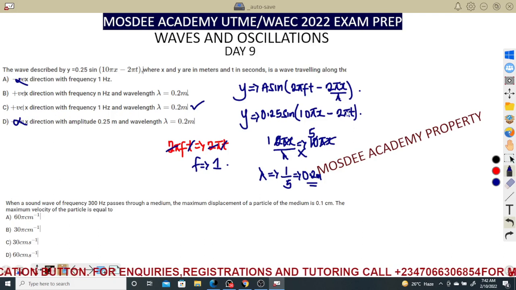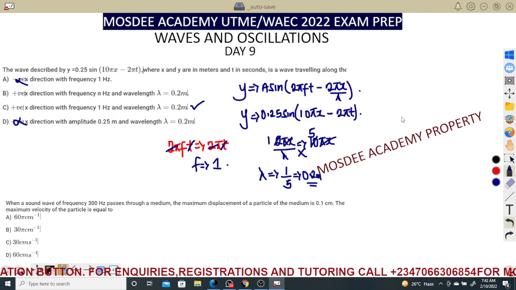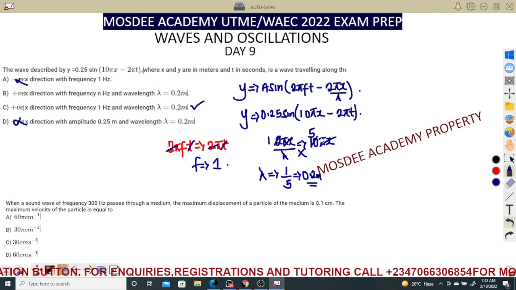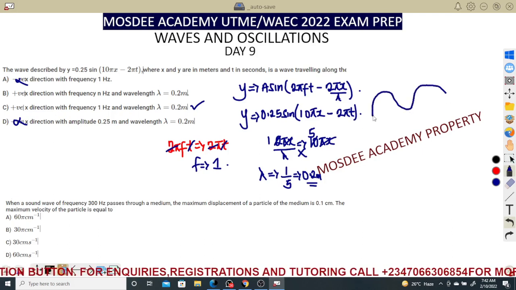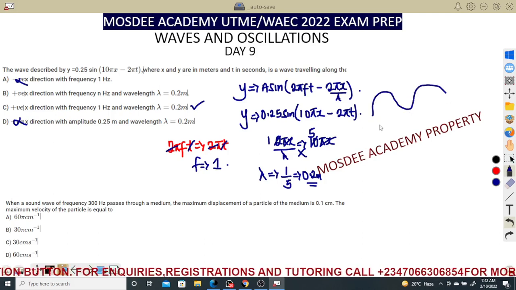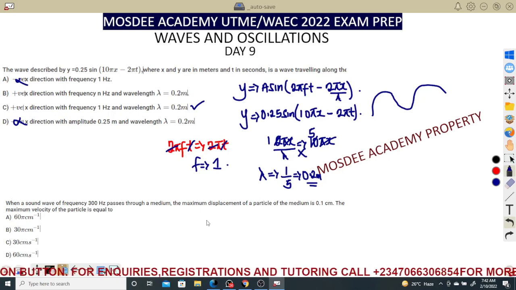So please note, negative indicates the wave travels along the positive x-axis, while positive indicates the wave is traveling in the other direction. So always keep that at the back of your mind. So, guys, the next question. Maybe I should leave this question for you guys to try.